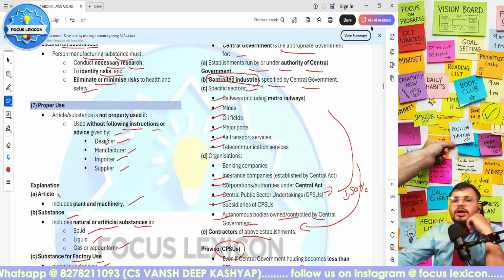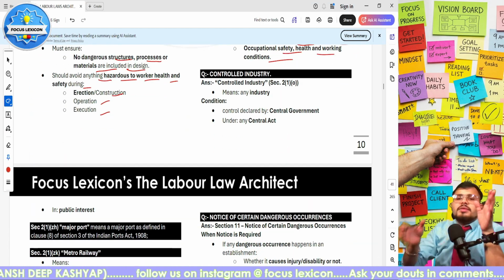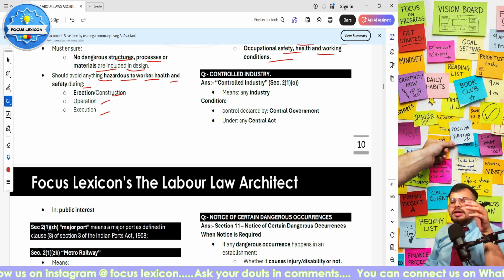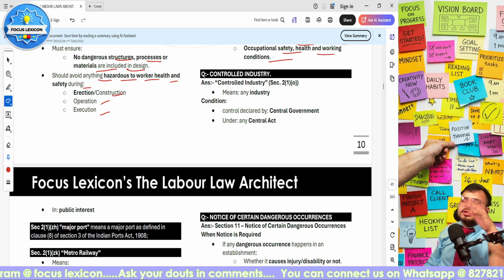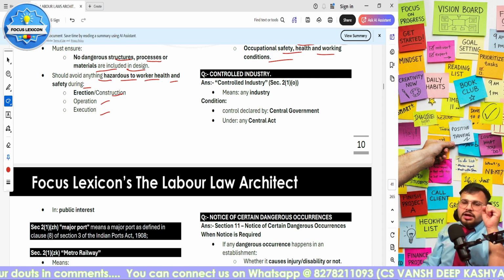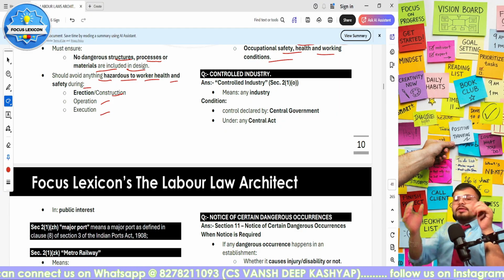Now, what is a controlled industry? Like this, we have to do contextual study. Okay, we are finding definitions from definitions. If I make you study from section number 2 itself, the first definition is agent, then another, then another, so you will not be able to make a context. Now we are doing contextual study. We have studied appropriate government, then we found a word controlled industry. Now we will be studying controlled industry.